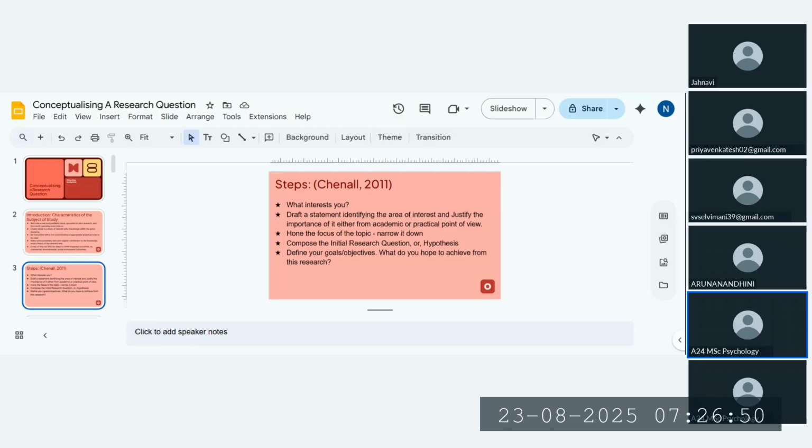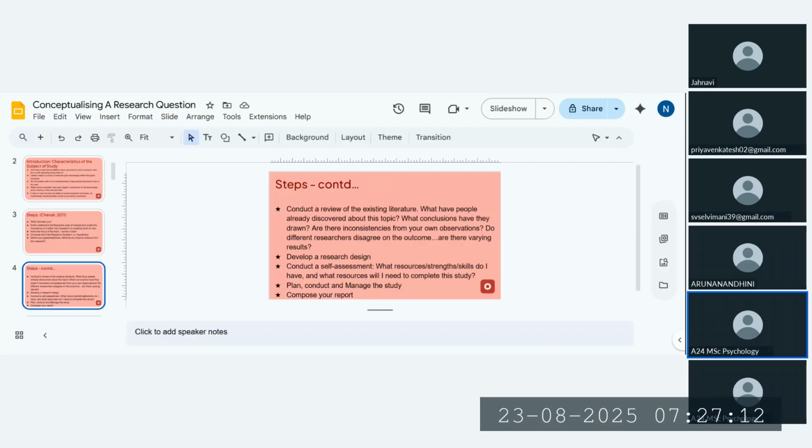Then you hone the focus of the topic, which is you narrow it down. It cannot be general. And then you compose the initial research question, or what is called a hypothesis. And then you define your goals and objectives. What do you hope to achieve from this research?